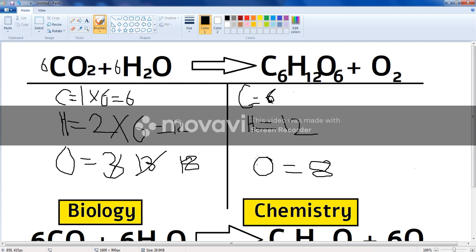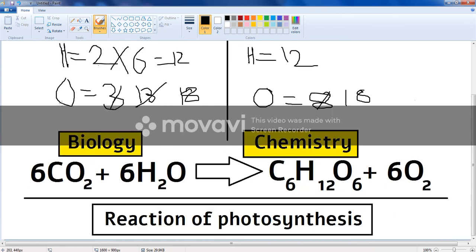So first we have to subtract this 6 from this 18, because we are not making any change in this. After subtracting we get 12, then we divide it by 2, then we get 6, so we write 6 here, and this 8 will now become 18. So this is how to balance chemical equations. After balancing, the answer we get is 6CO2 plus 6H2O is equal to C6H12O6 plus 6O2.